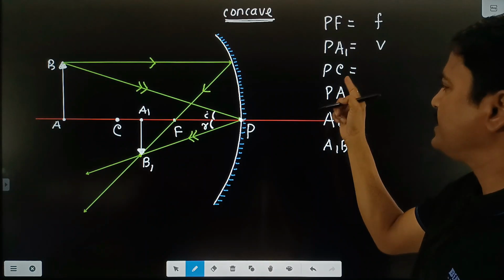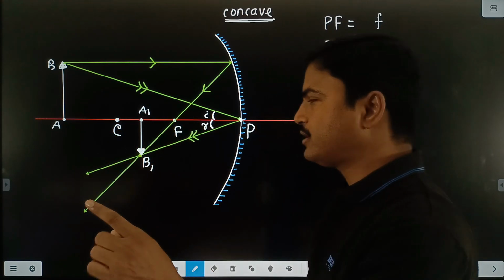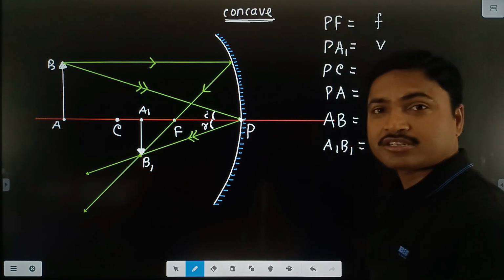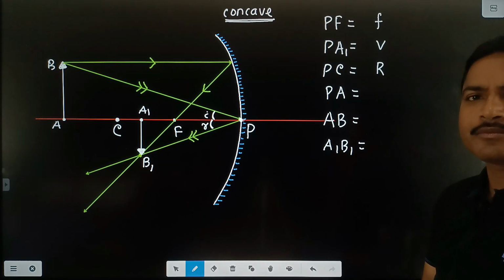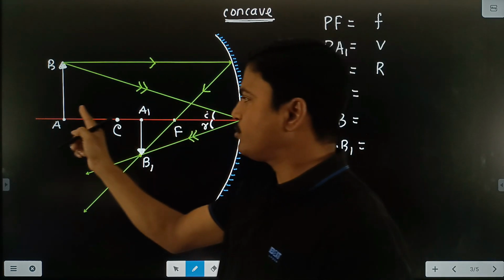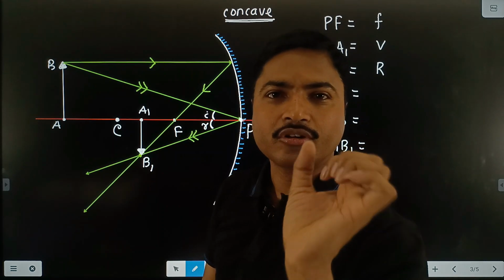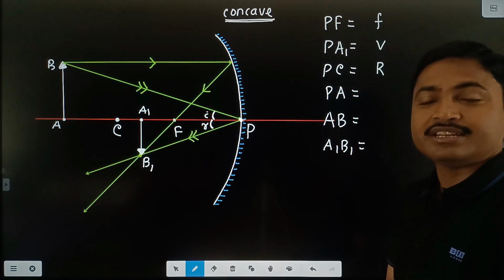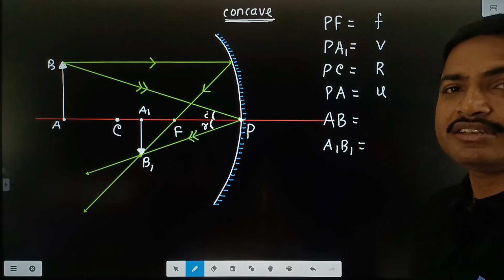Similarly, PC, P to C, C is the center of curvature, and the distance between pole to the center of curvature is the radius of curvature. For radius of curvature, always we write capital R. Similarly, P to A, at point A the object is there. So P to A is the distance of the object. For distance of the object, we write U.